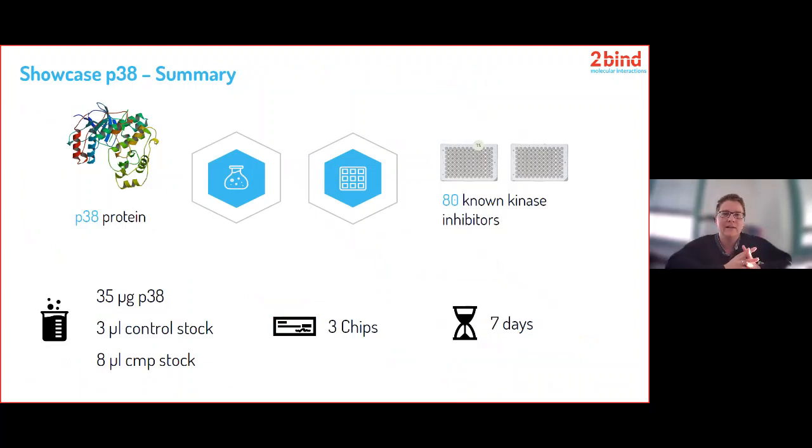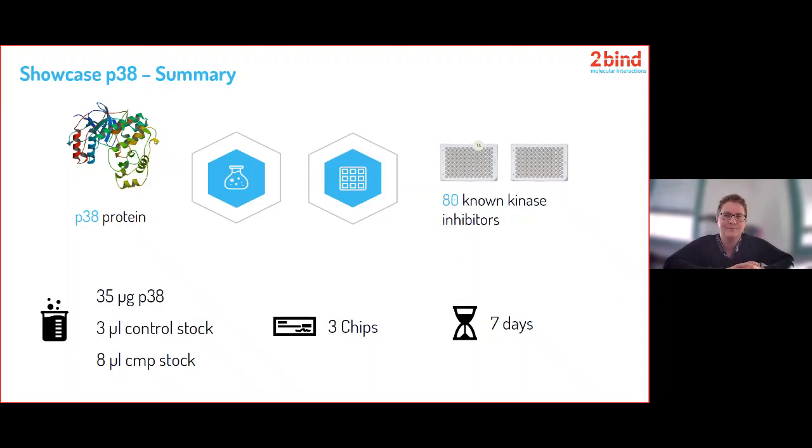So to sum up that little story here, we consumed just a little bit of P38, a little bit of control stock, and a little bit of the compound stock, right? 3 chips in 7 days. I have to make the disclaimer. Of course, I mentioned that we're able to transfer a certain protocol from literature to the GCI, which of course speeds up things a lot. So with an unknown protein, this might take a little longer, okay?